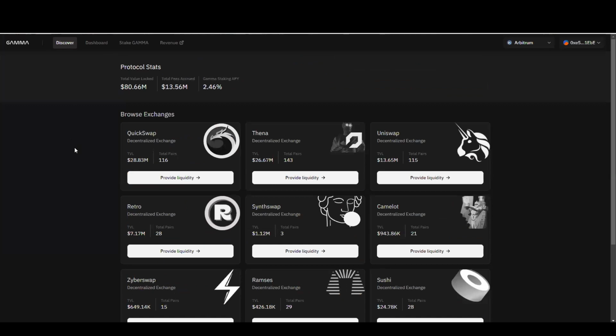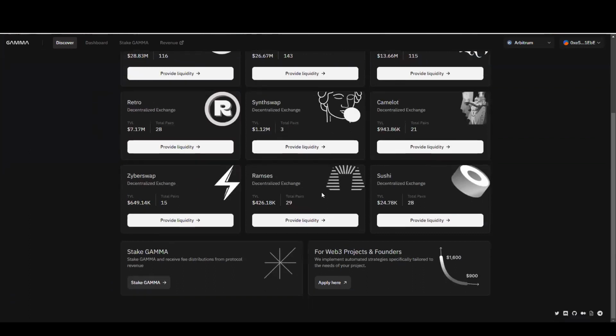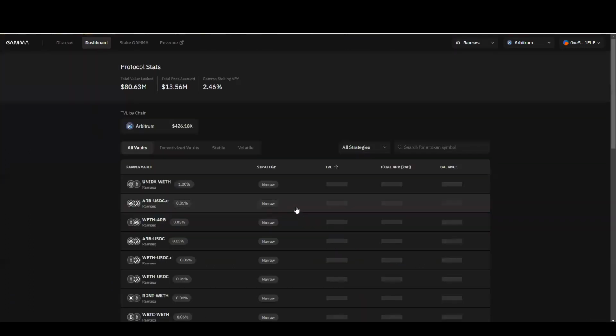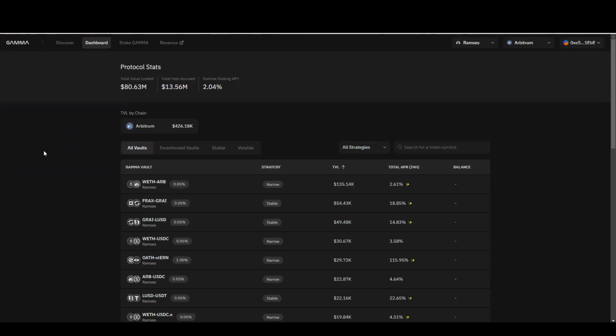The next one is to do with CL. If you're interested in the concentrated liquidity pools, you can head across to GammaSwap or app.gamma. Once you go to have a look at this position here, you can scroll across to Ramses and you see all the different integrations they've got. Ramses Exchange provide liquidity, and you'll go across in here and have a look at their different pairs.